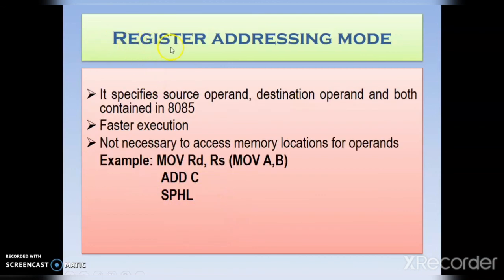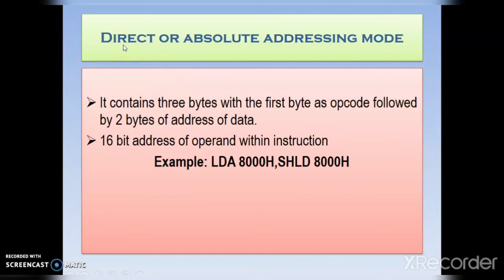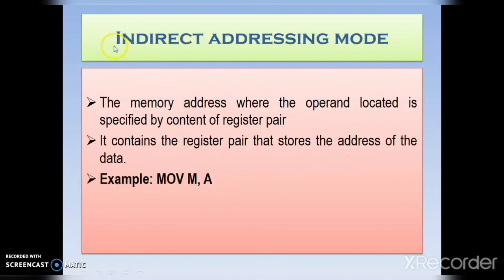And the second one is register addressing mode. In this register addressing mode, we have either a register or a register pair. It moves the contents of the source into the destination. And the third one is direct addressing mode. This direct addressing mode consists of 3 bytes. The first byte is the opcode, followed by the second byte, the address of the lower byte, and the third byte, the address of the higher byte.